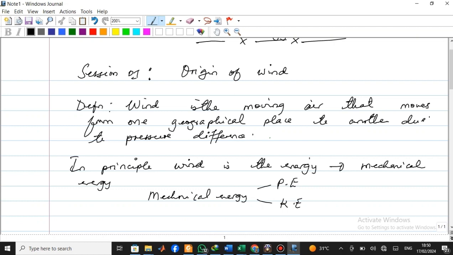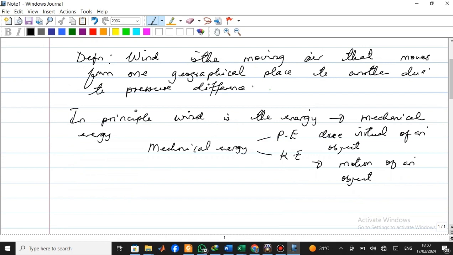Potential energy is due to the position of an object, and kinetic energy is due to the motion of an object. Since we know that wind is moving air, we can say that wind contains kinetic energy. When the particles of air move from one place to another, they possess kinetic energy. So in this lecture, we shall concentrate on how to capture that kinetic energy of the moving air and convert it into electrical energy. That is the brief about the wind.